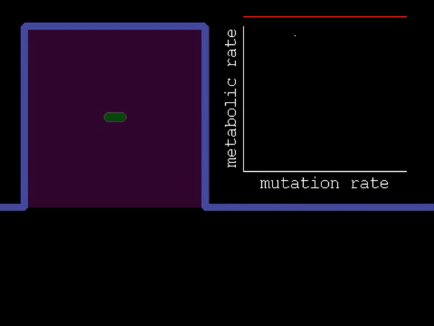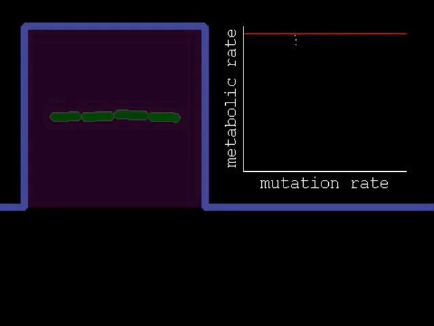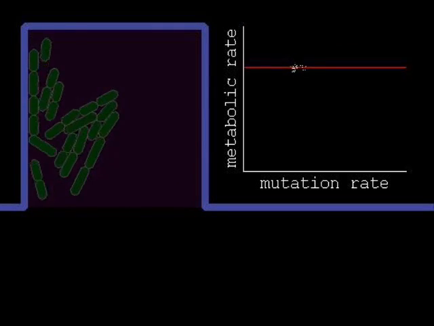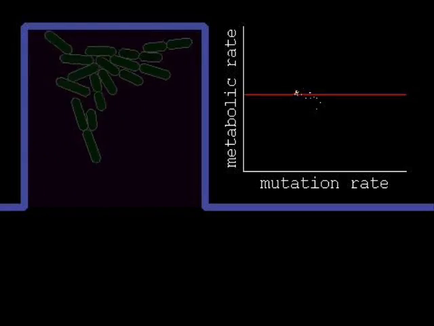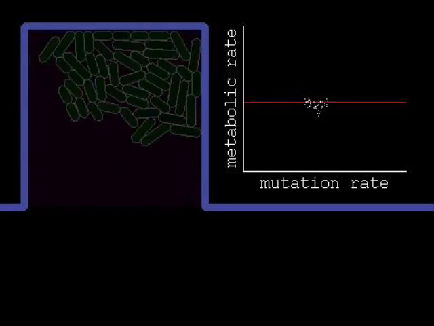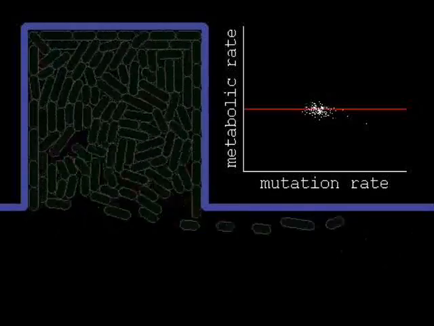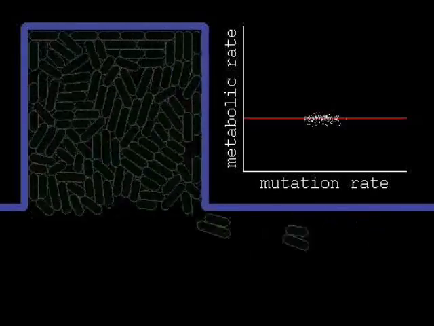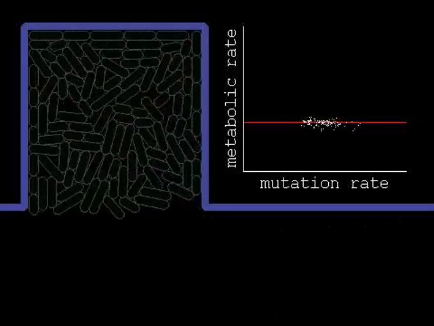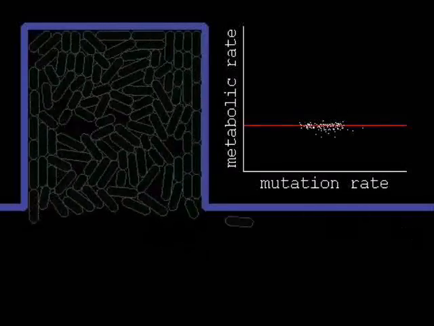In this simulation, a colony of E. coli bacteria is grown in a chemostat with a food source of gradually decreasing concentration. Each bacterium has two genes, a metabolic rate and a mutation rate. Each time a cell divides, the daughter cell's genes are mutated according to the mutation rate. The metabolic rate and mutation rate of all cells in the population are shown in the graph to the right.